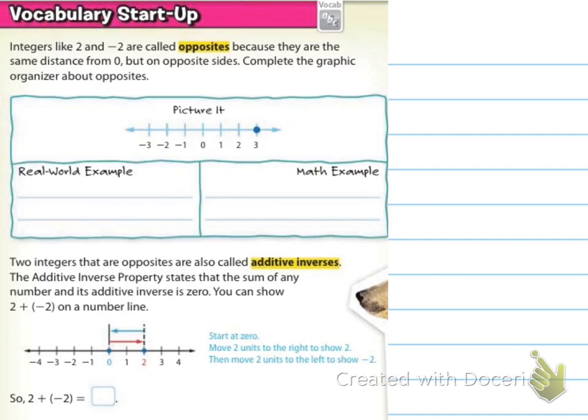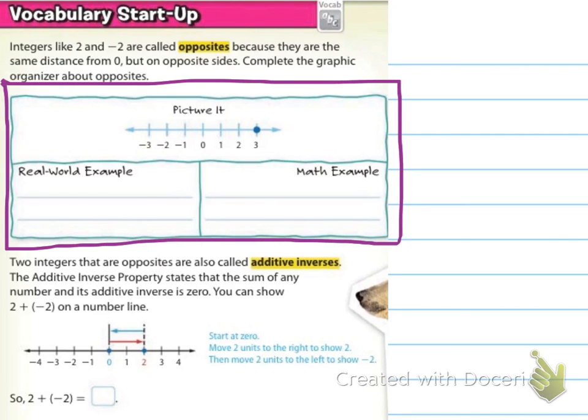So what I want you to do is just copy down this box here, and they've given us the example of +3. So I want you to draw this number line and then mark off +3, and you can put the dot above because you know I like to do that, and then I want you to show the opposite. So what is the opposite? What's the counterpart that goes with +3? Come up with a real world example, and then we'll come up with a math example.